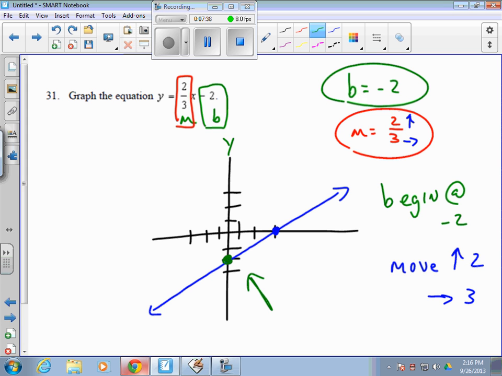Then m tells you the slope, tells you where to move. It's positive 2, which means to go up, over positive 3, which tells you to go to the right. So from where you begin at negative 2, you go up 2 and to the right 3 to put your second point here. Then draw a line connecting the two.